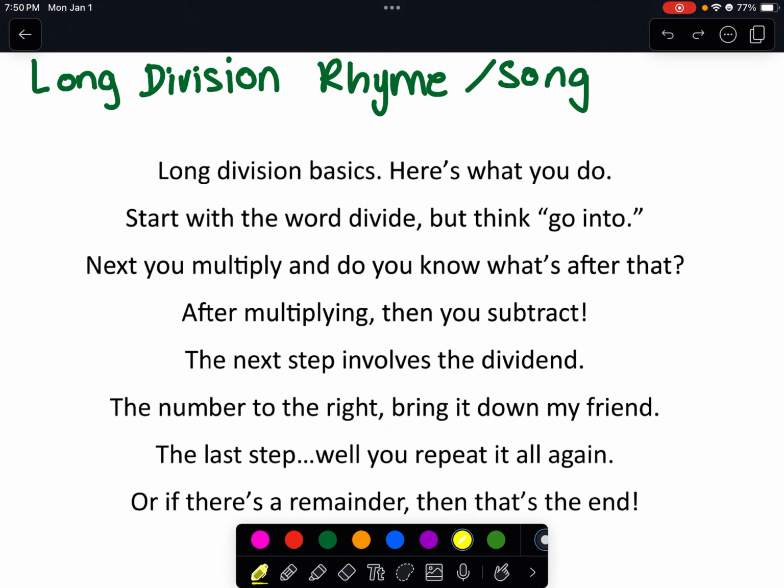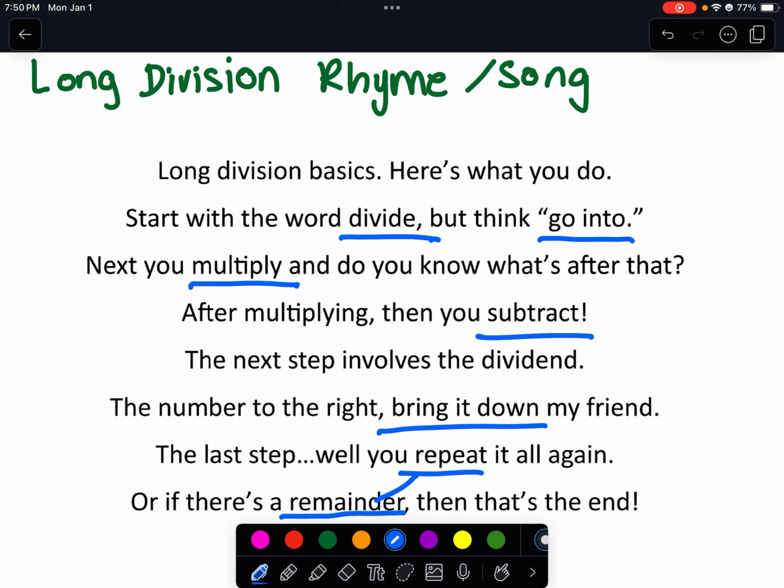Okay, it wasn't too bad, was it? And if you want to see the steps here in this rhyme, it's divide. And I often tell my students that when you think of the word divide in the steps of long division, another way to think about it is go into. Like how many times does a number go into another number? So divide, next you multiply, then you subtract, then you bring down, and then you repeat the process, or if there's a remainder, you stop there. So this is kind of an either or.